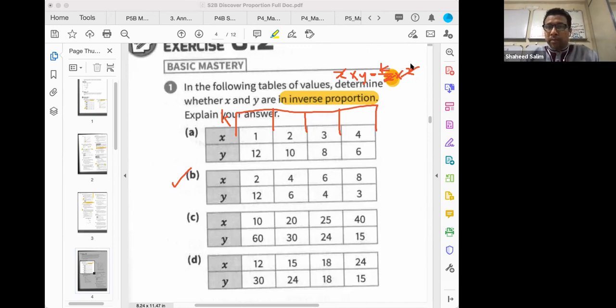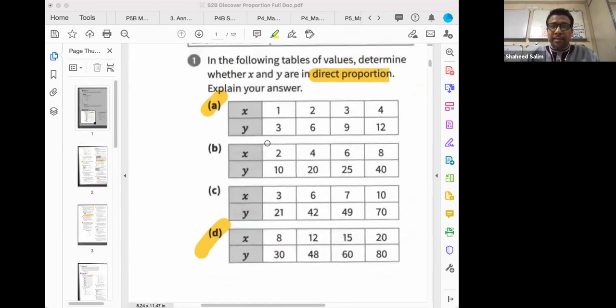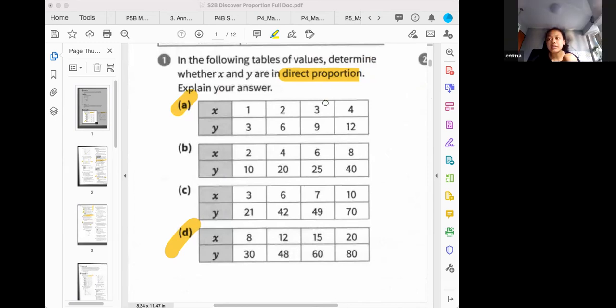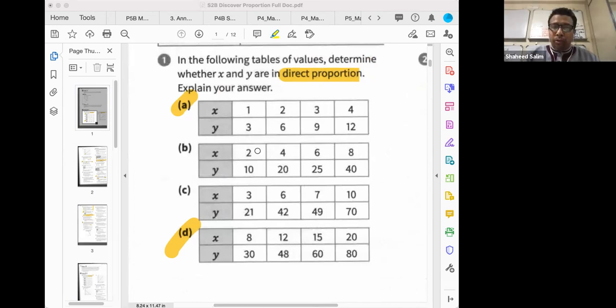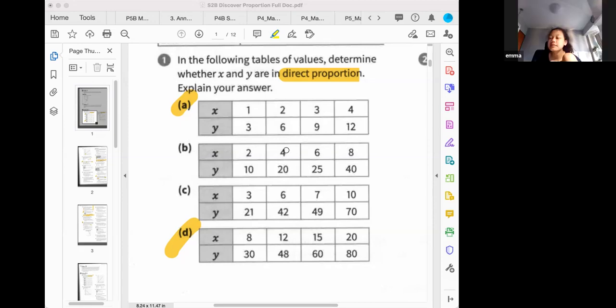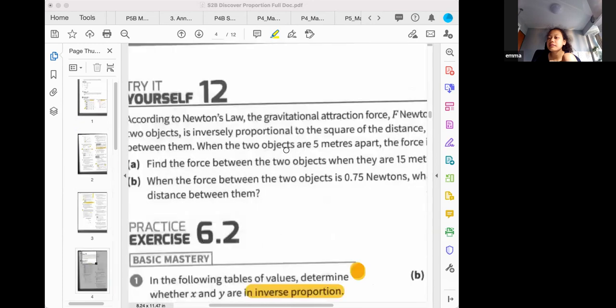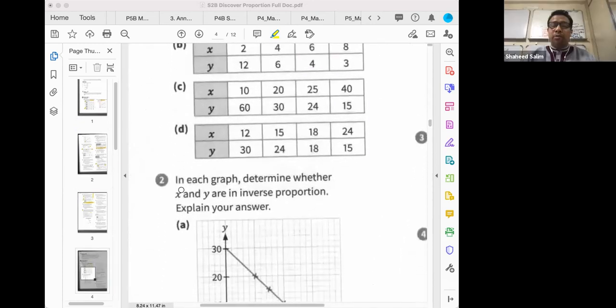So you remember the difference between this test and the other test. I'm going to clear this and remind you the other test is here. What is this test? You tell me. How to find k? Direct proportion: y over x. 10 divided by 2 is 5. 20 divided by 4 is 5. 25 divided by 6 is not 5. So this is not in direct proportion. The other one is x times y.